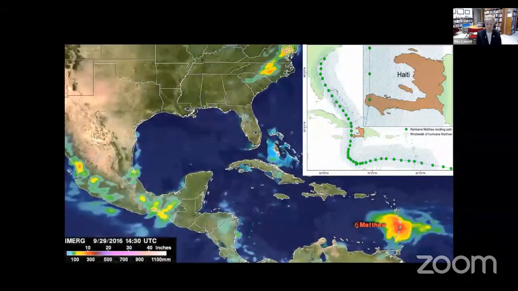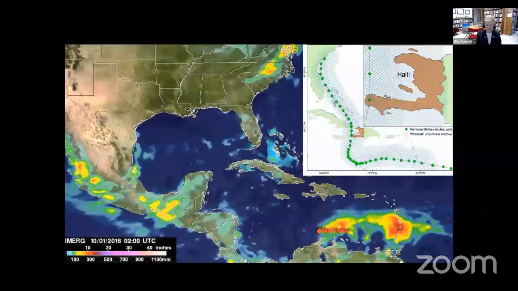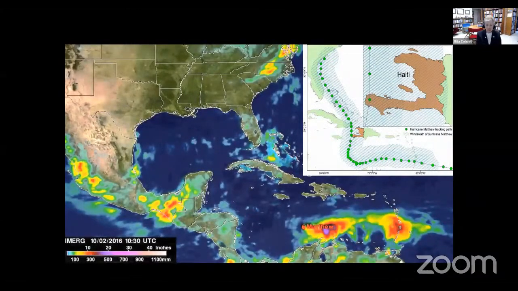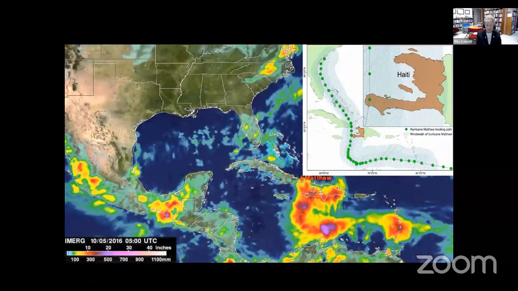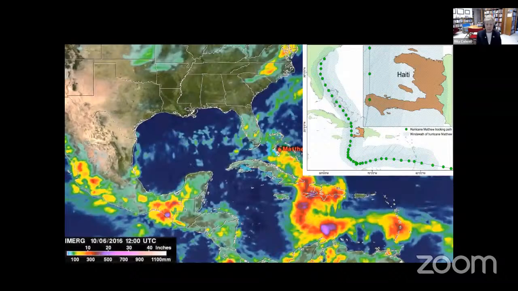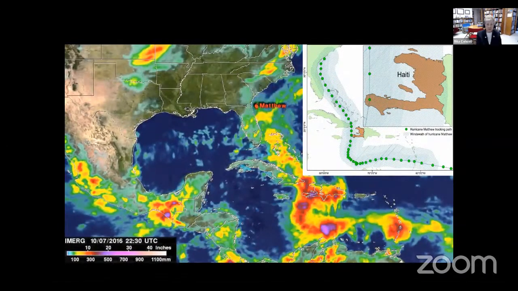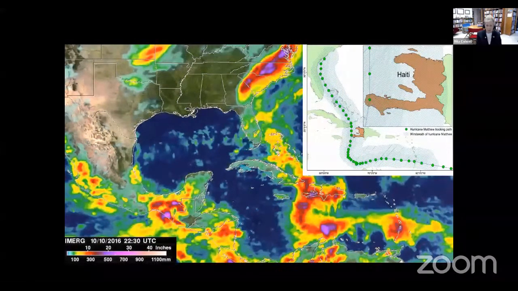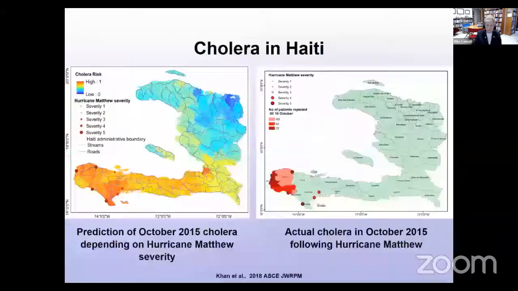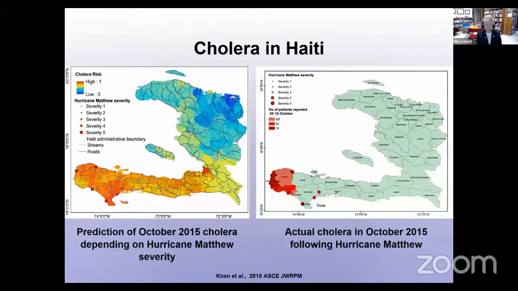Now, we have been able to expand the application to analyses, for example, of a hurricane that traversed Haiti, came up across the east coast of the United States, and was associated with an outbreak of cholera in Haiti. We did a retrospective analysis. We went back to that particular cholera outbreak that followed Hurricane Matthew in 2015.